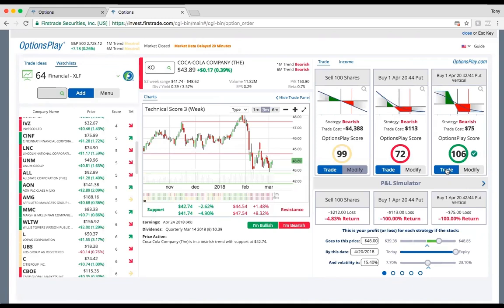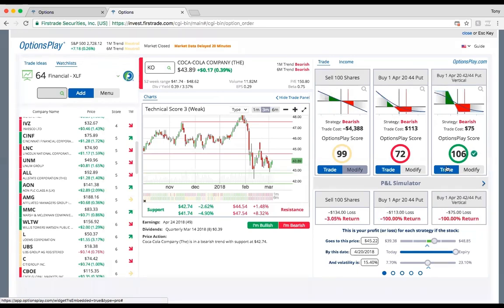Okay, so if you guys have all looked at this strategy and you say, hey, you know what, this looks pretty good. I agree with this analysis. I think it's going to go down to 42. If it does that, I make a pretty nice return on this vertical. But if I'm wrong, I'm okay risking $75. So this is a strategy I want to do.